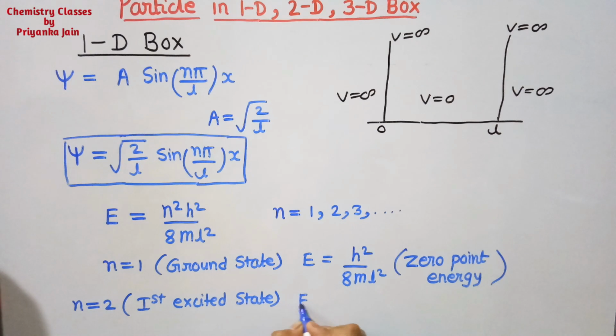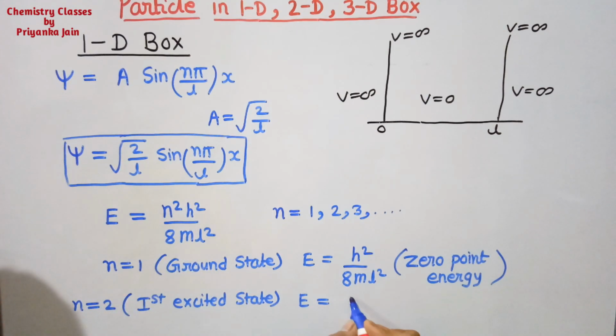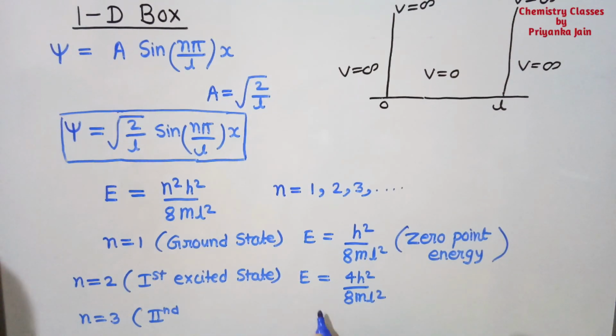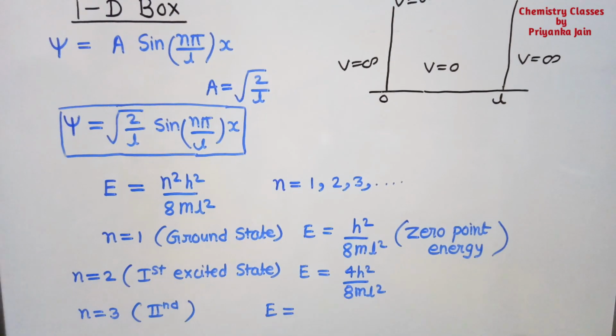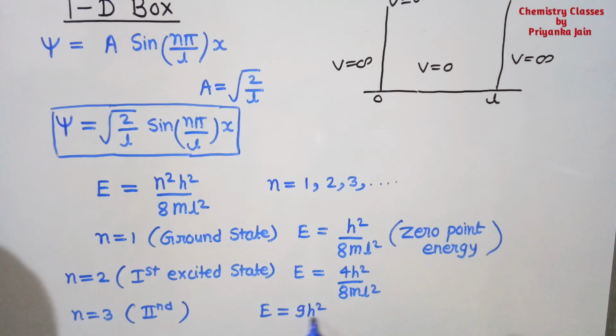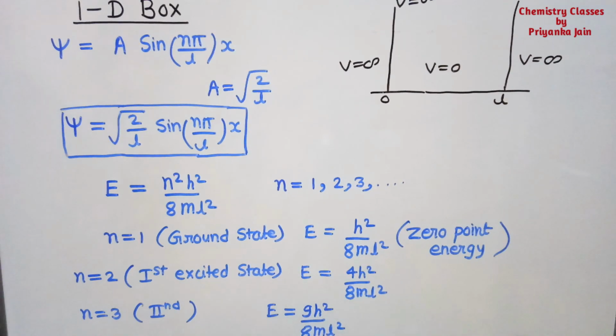Then what will be the value of energy? Put here 2 square, which will be 4, so it will be equal to 4h square upon 8 ml square, right? Similarly, if the value of n is equal to 3, it means for the second excited state, then what will be the energy value? It will be equal to 3 square, it means 9h square upon 8 ml square, in this way, right?